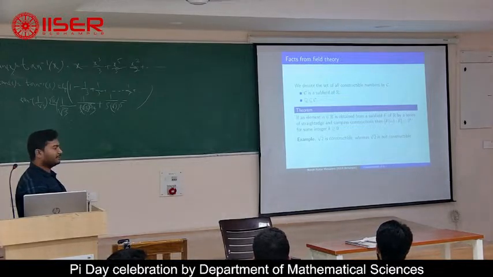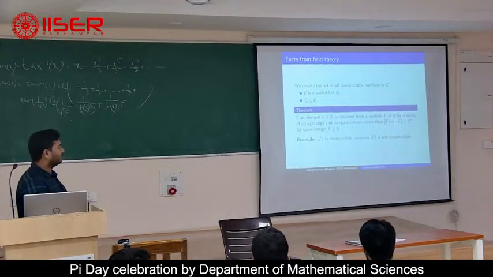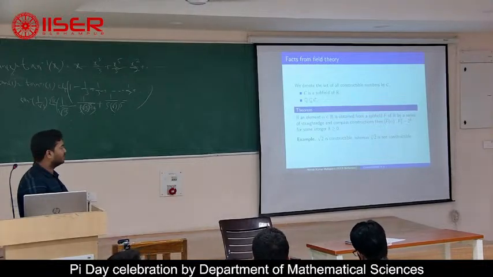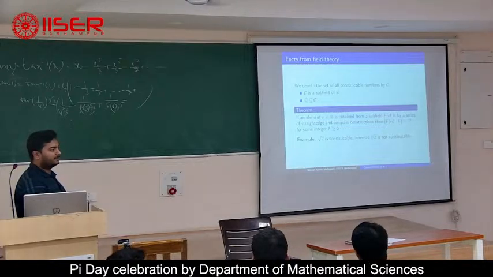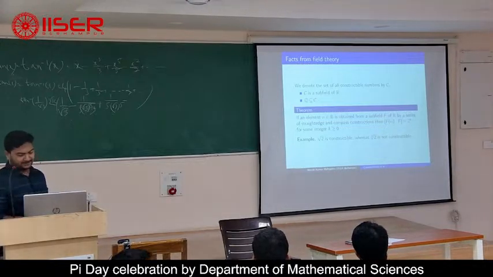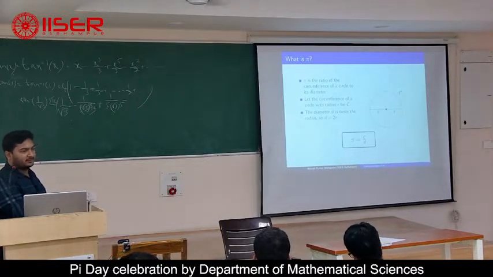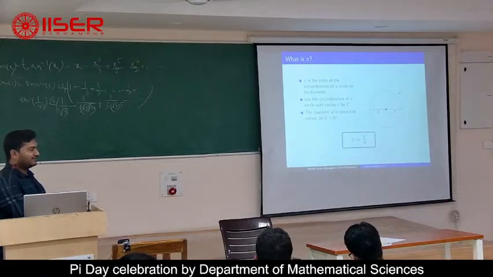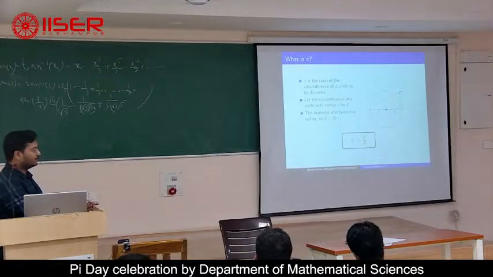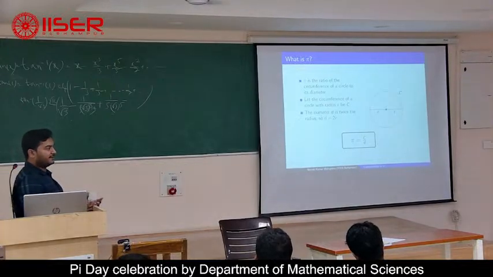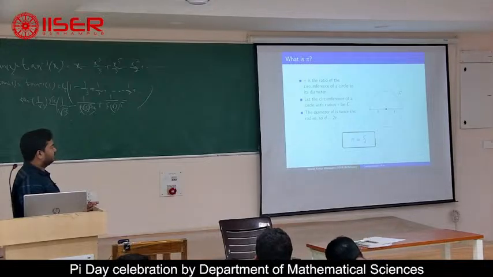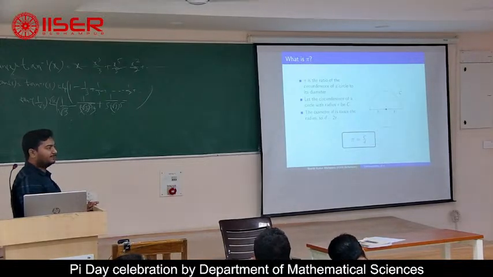For example, square root of 2 is constructible, but cube root of 2 is not constructible, because the degree of the extension of cube root of 2 over Q is 3. Now, pi, as the previous speaker already told, is the ratio of the circumference of a circle to its diameter. We have a circle of radius r, its diameter is 2r, which we denote as d. So pi is C by d.